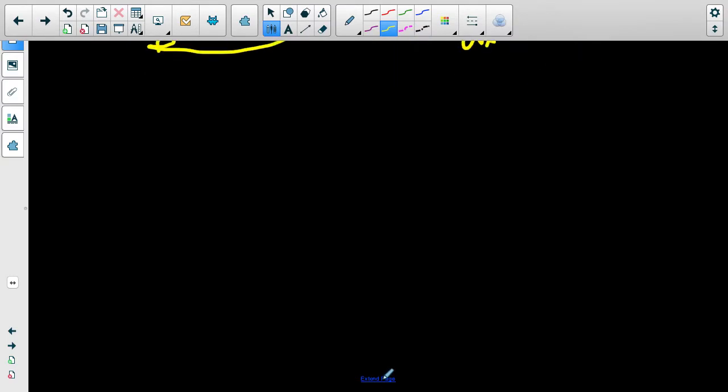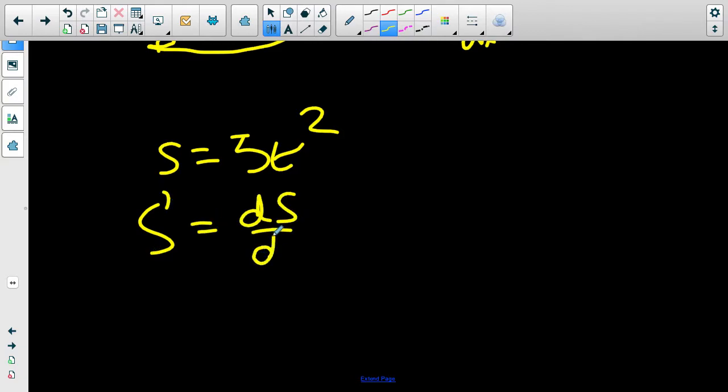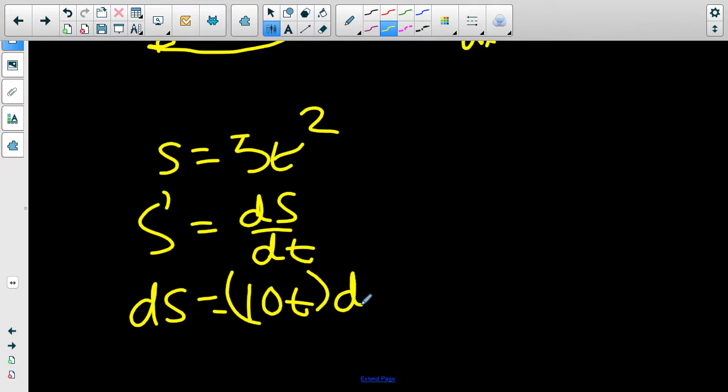Okay, if I have s equal to 5t squared, what is s prime? That's ds over dt. So if they just asked me what's the change in s, I would say 10t, but what has to be somewhere? dt. If they just say find ds, don't forget to multiply the other side times dt. That's how I was getting all these problems right.